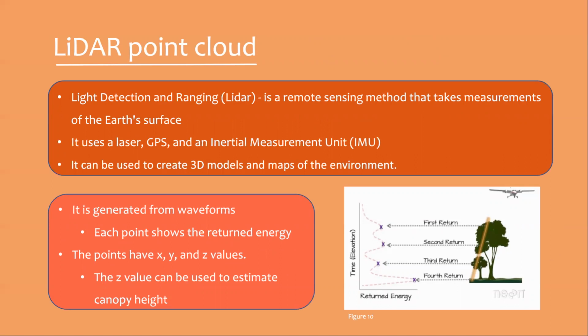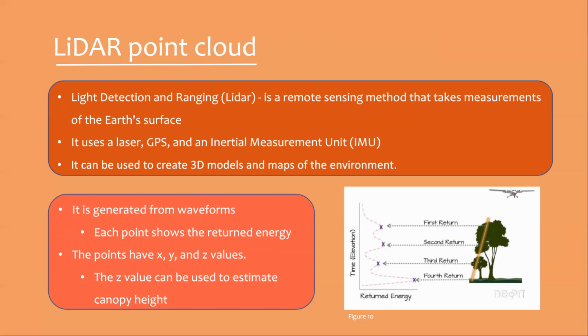LiDAR, or light detection and ranging, is a remote sensing method that takes measurements of the Earth's surface. It uses a laser, a GPS, and an IMU, or inertial measurement unit. One point is that you can use LiDAR point cloud data to create 3D models and maps of the environment.